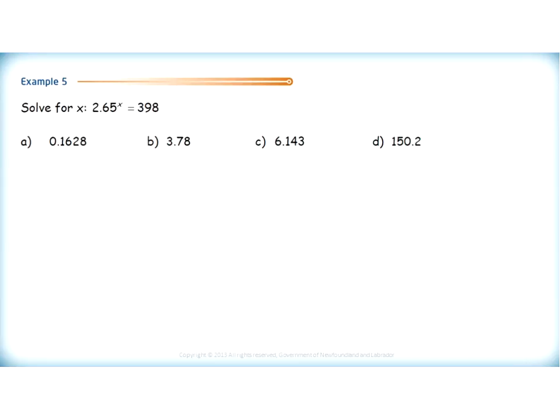In example 5, we are asked to solve for x again. Notice that this time we are just given decimals, but the process is still the same. In order to solve for x, we need to begin by taking the log of both sides of the equation. The log of 2.65 raised to the power of x is equal to the log of 398. We can move the x in front of the log of 2.65 is equal to the log of 398. Then we will divide both sides of this equation by the log of 2.65 in order to solve for x.